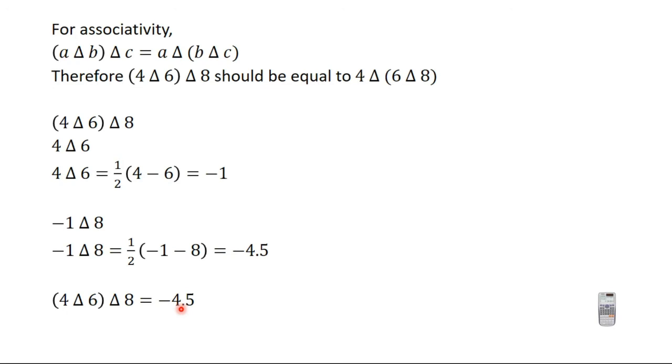Let's look at what we are going to get for the right hand side. The right hand side is 4 delta 6 delta 8 in bracket. So once again, you do what is in the bracket first. So you are going to do 6 delta 8. If you are doing 6 delta 8, 6 is now A and 8 is now B. So you are going to get 1 over 2 into bracket 6 minus 8. And that is going to give us negative 1, because 6 minus 8 will give you negative 2, and 1 over 2 times negative 2 gives us negative 1.